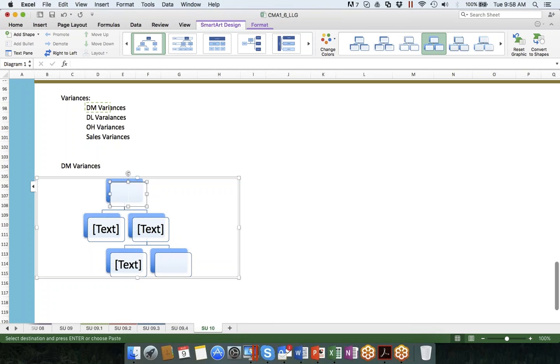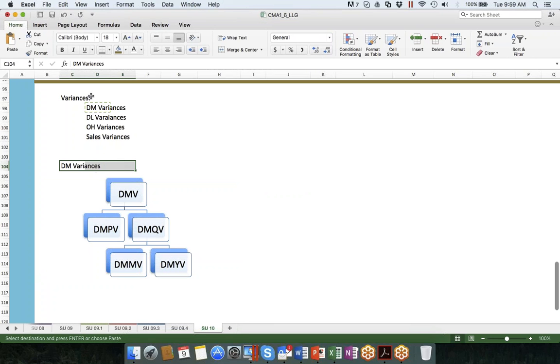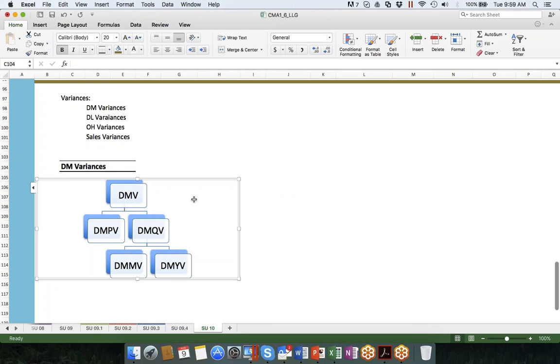So these are direct material variances. Direct material variances are classified into direct material price variance and direct material quantity variance. Direct material quantity variance is further classified into direct material mix variance and direct material yield variance. So in the direct material variances, we are going to study a total of four variances: price variance, quantity variance, mix variance, and yield variance.